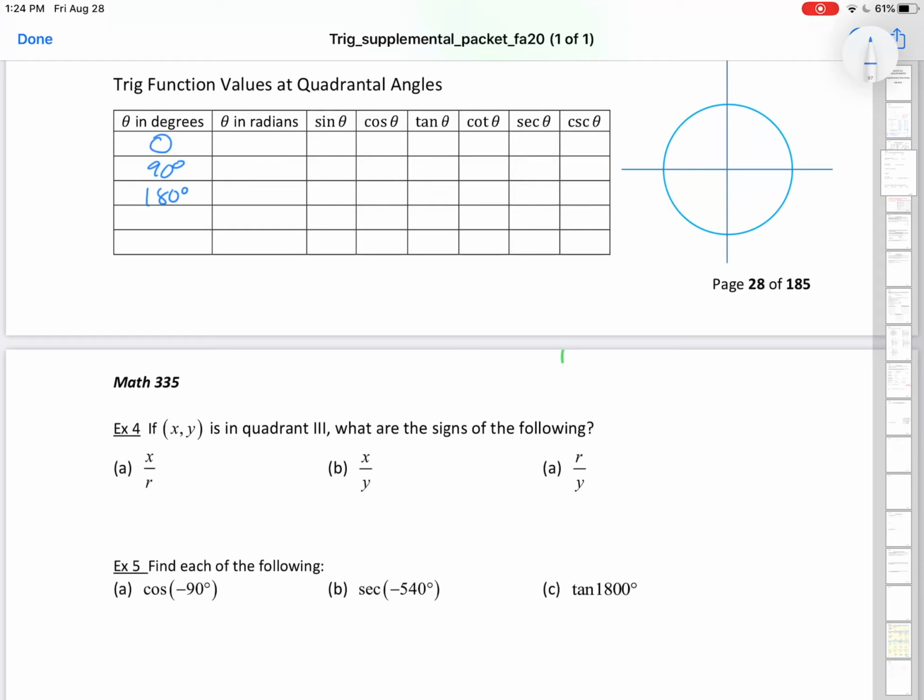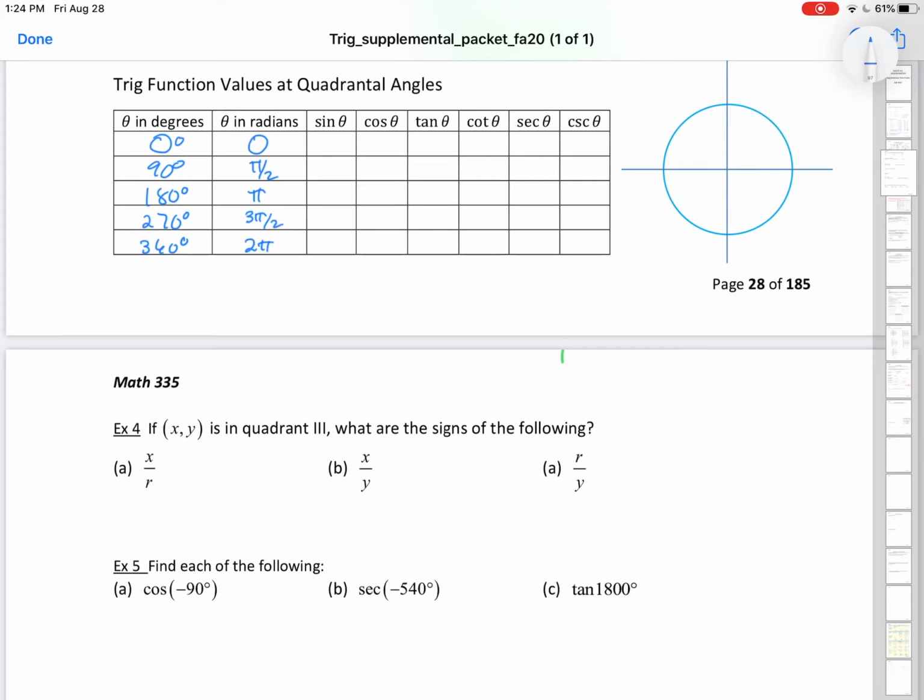180 degrees, 270 degrees, and 360 degrees. What are those in radians from 3.1? 0 radians, pi over 2 radians, pi radians, 3 pi over 2 radians, and 2 pi radians. And what's the sine? So I think everything can be done visually.